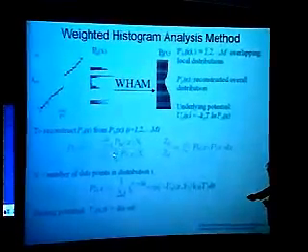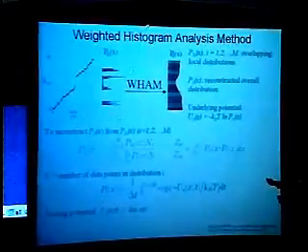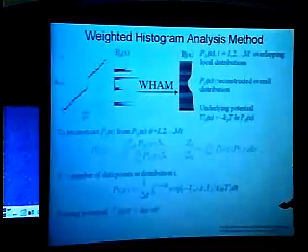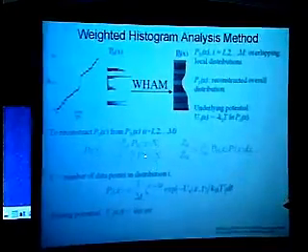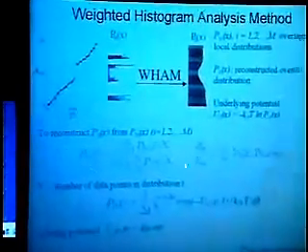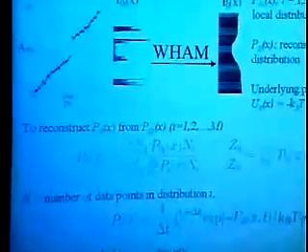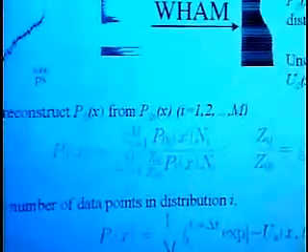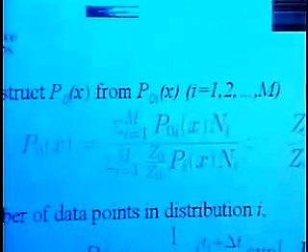So you need a factor in order to get P0, which is the overall potential of mean force. You can get P0 only if you know P0 already. Now we all know how we do this, we do it iteratively. And this is what you call the weighted histogram analysis method.